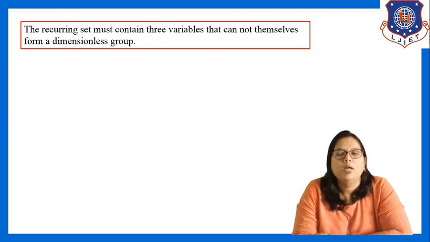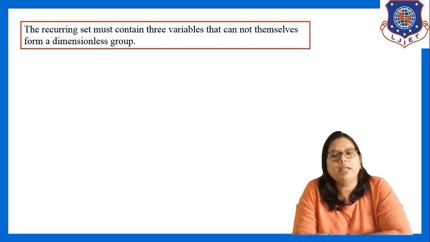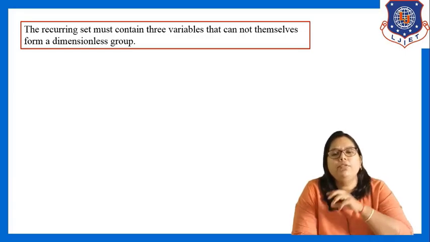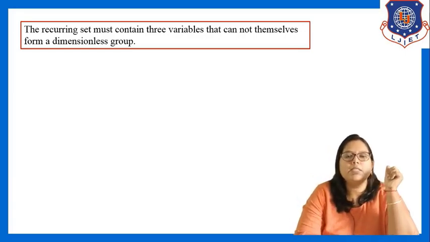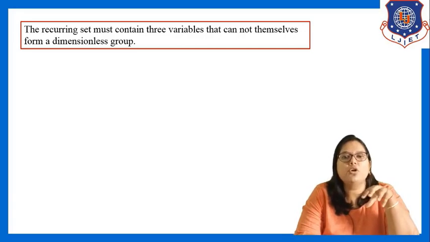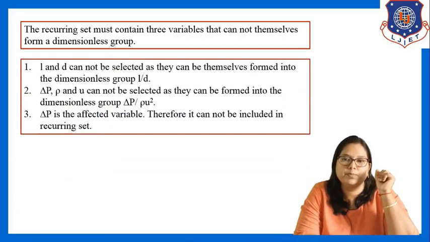See how? In this method, we have to form a recurring set. Now, what is this recurring set and how does it form? The recurring set must contain 3 variables that cannot themselves form a dimensionless group. You have to select the variables in such a way that those variables do not form a dimensionless group.